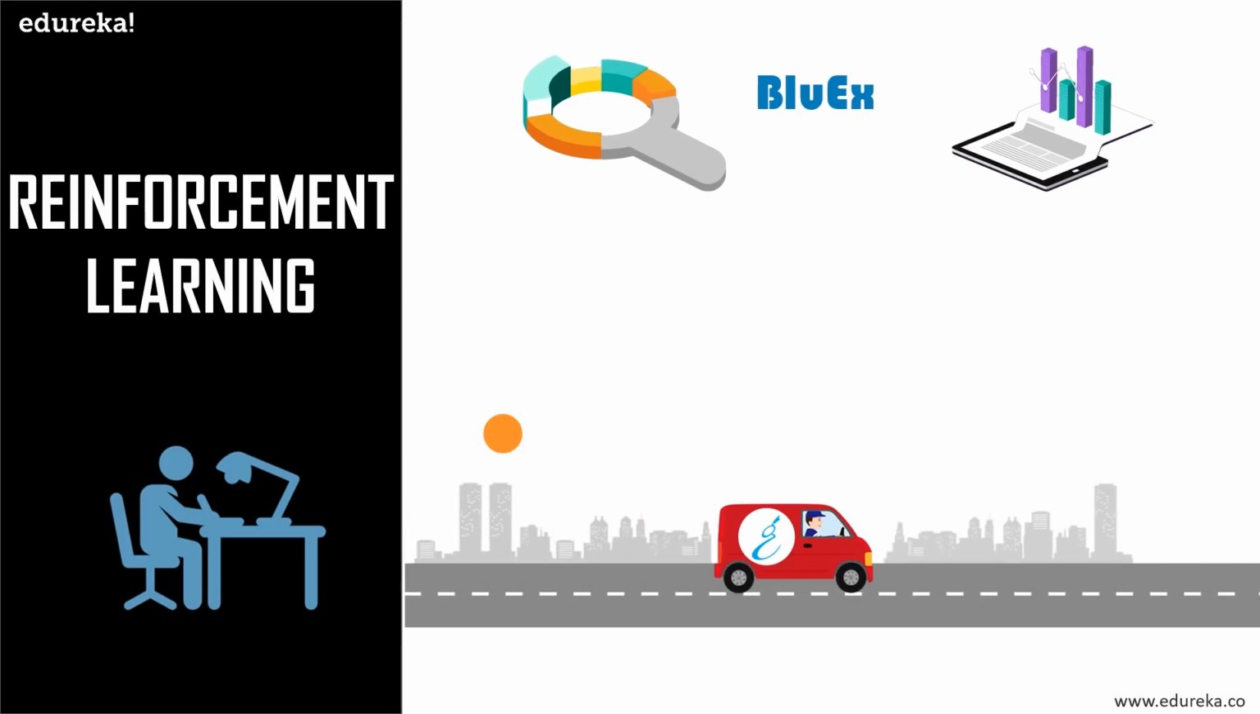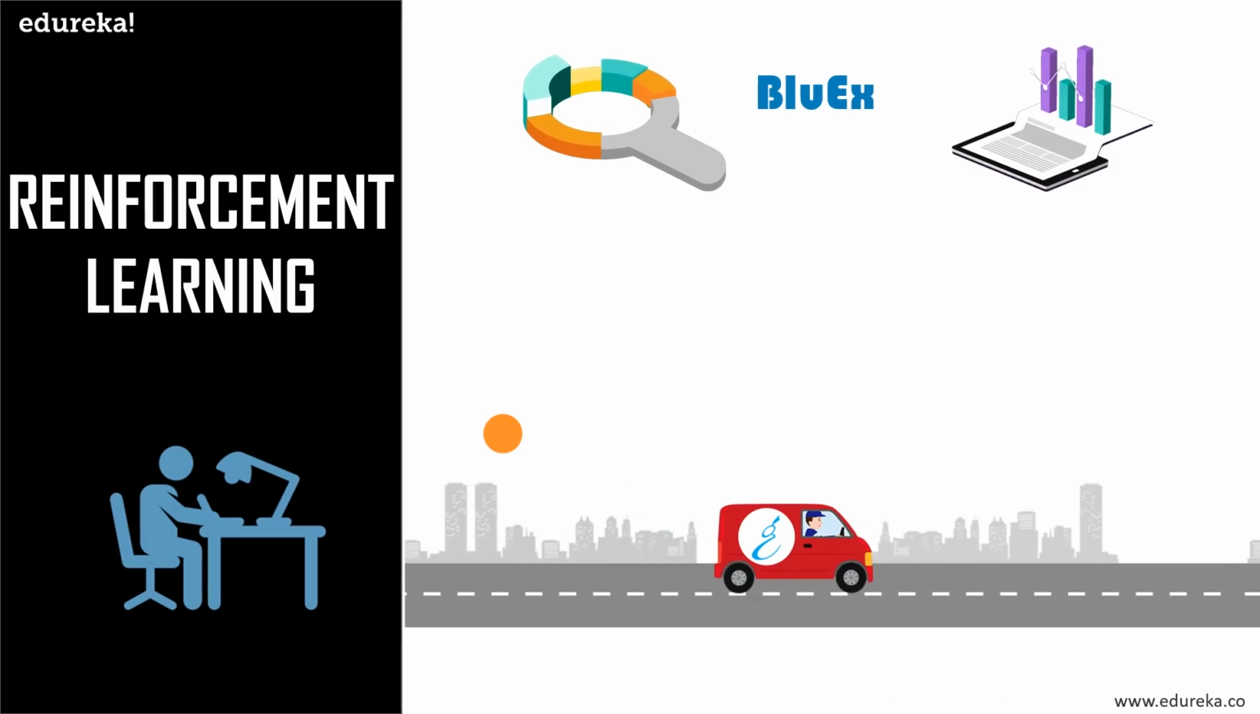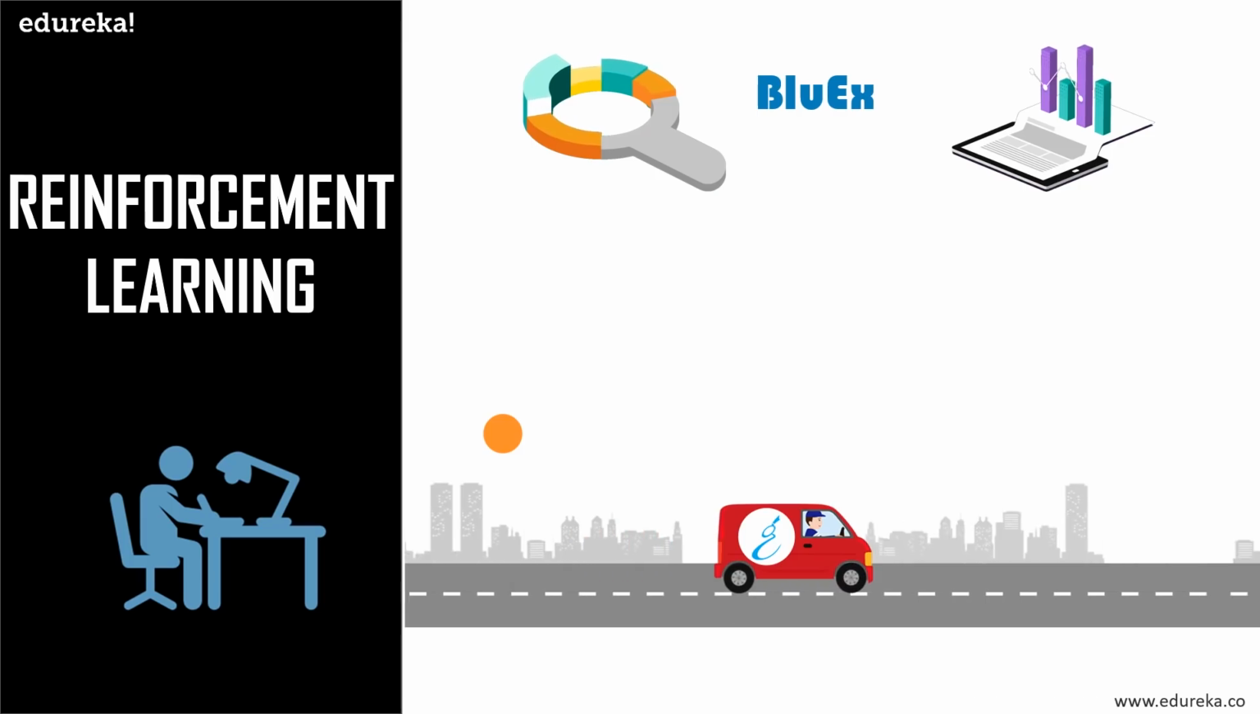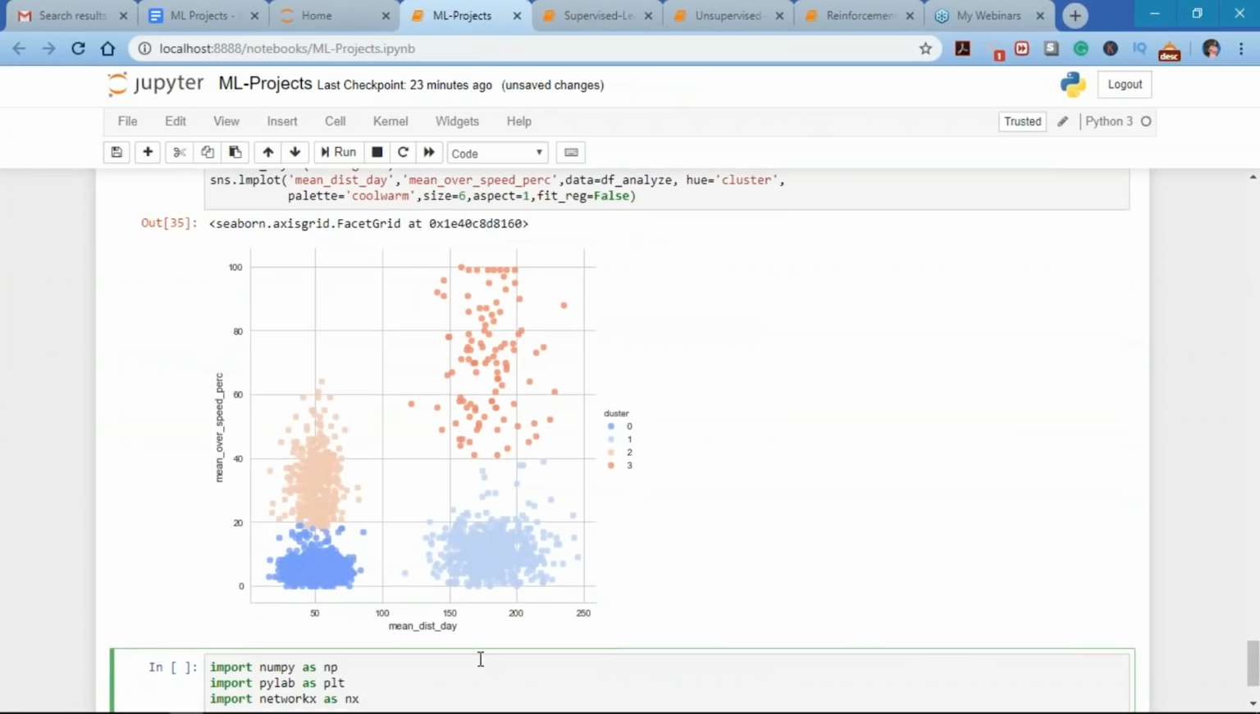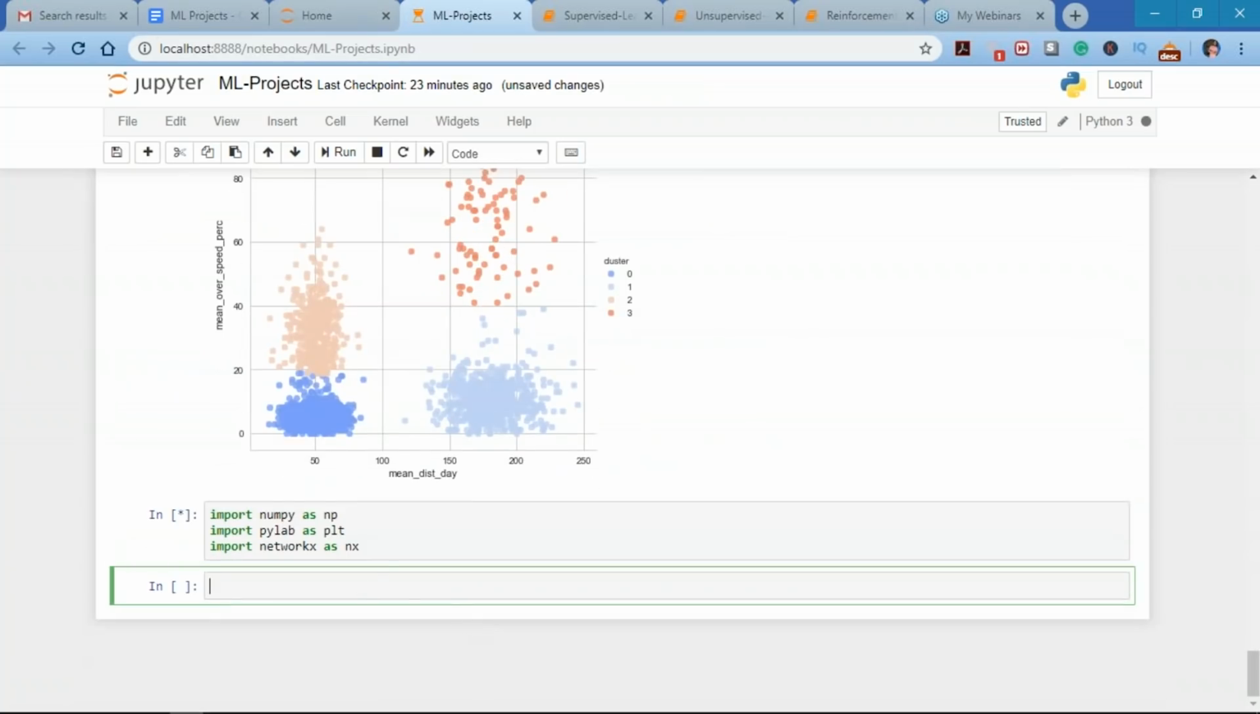If we talk about the business benefits, up to 15% fuel cost can be saved by taking the optimal path. So this is a very important concern for the whole company, which is BlueX. So let's see how we can implement the same using the reinforcement learning method. Let's just import the required libraries first. We're going to use the NetworkX library here and the PyLab.